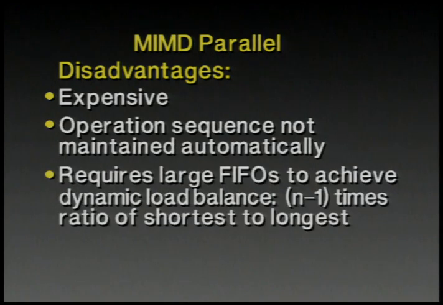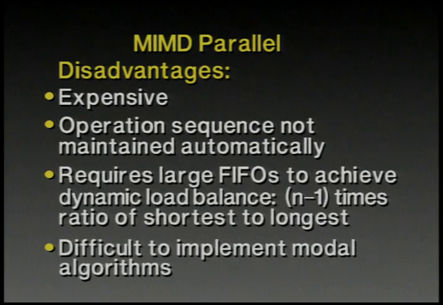The FIFOs that we talked about for achieving the load balance are themselves not inexpensive, and they may have to be fairly large. For example, the amount of FIFO depth that's required to actually smooth out all of the flow is n-1 times the ratio of the shortest execution period to the longest execution period. So for example, if it takes 3 times as long to clip a vertex as it takes to not clip it, and there are 8 processors in the system, then the FIFO has to have a depth of about 20 vertexes. And finally, just as it was in the SIMD organization, it's difficult to implement modal distribution of data.